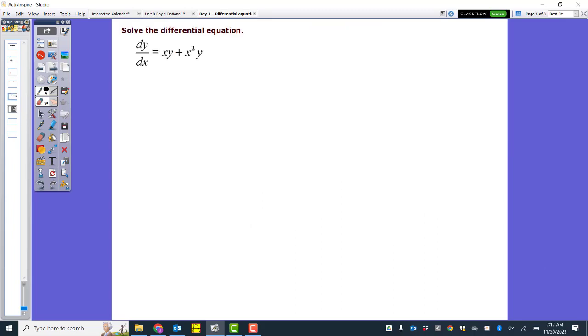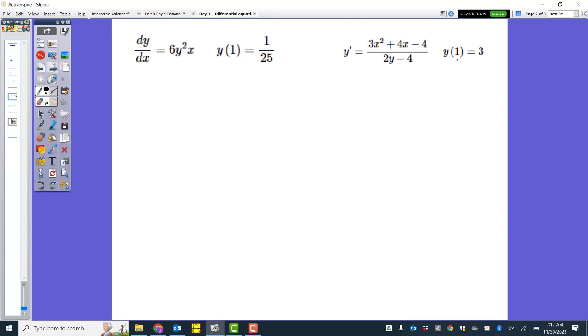Let's see if there's another one we need to go over. More solving, more solving. All right, so these are just some more practice with trying to find the specific solution.